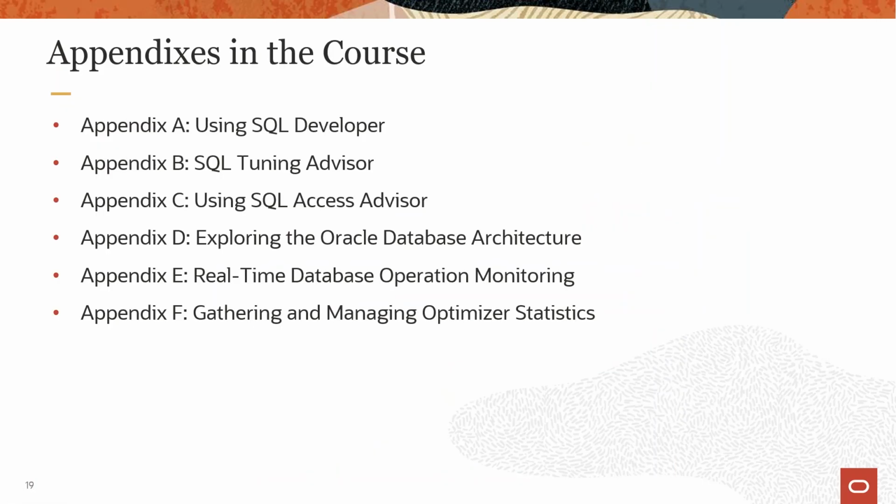There are also 6 appendices foreseen within this course. You have Appendix A that discusses in more detail the utilization of SQL Developer. Appendix B and C explain what the SQL Tuning Advisor and the SQL Access Advisor are. Appendix D explains the architecture and the terminology that comes along with an Oracle database environment. Appendix E discusses the real-time database operation monitoring. And the final appendix discusses how we can gather and how we can manage those optimizer statistics.